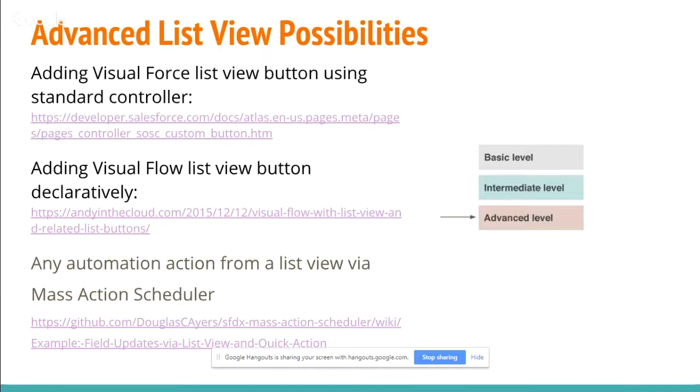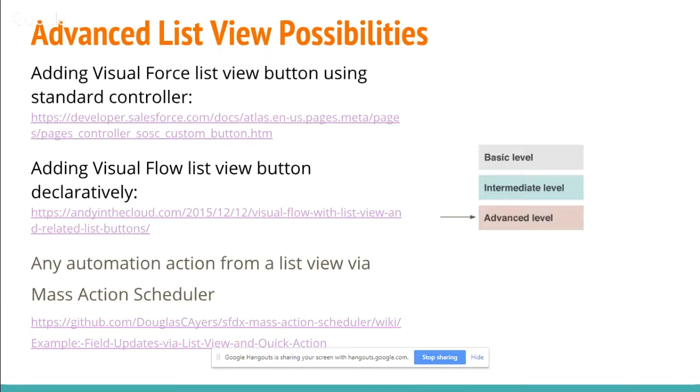I'm not going to go through these advanced items, but I wanted to share them. I don't know about you, but when I'm learning something new, I can only handle so much at one time, but I like to know what's possible once I've gained a certain level of proficiency. And so I've listed 3 really cool things that you can do. You can add Visualforce list view buttons using a standard controller. So if you wanted to cause a Visualforce page to be run for multiple items in a list view, you can do that. And Salesforce has provided the documentation for how to do that.